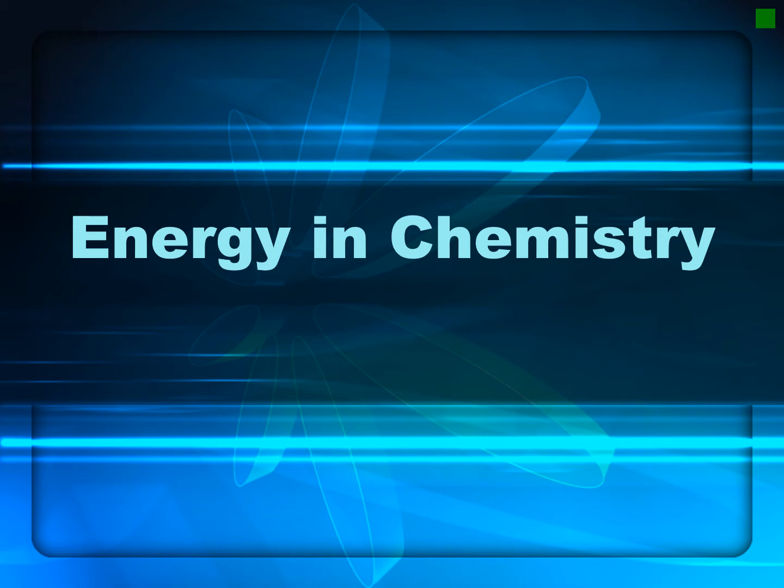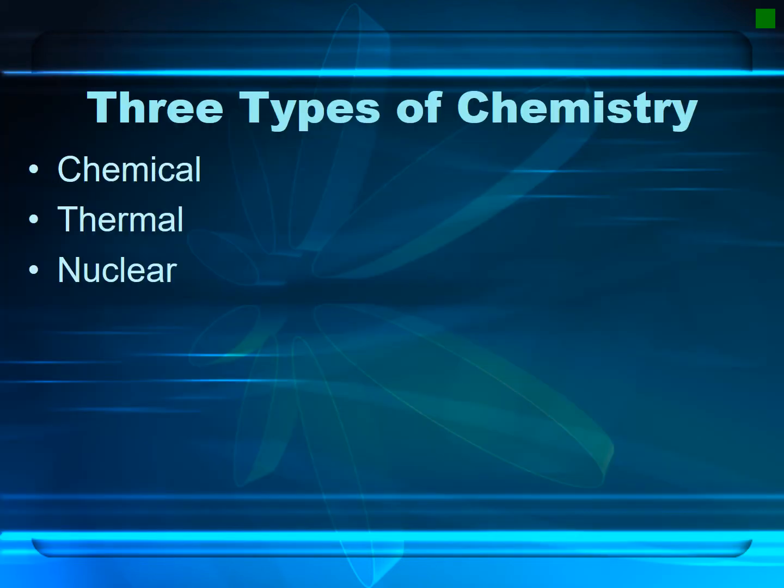Today's focus will be the different types of energy that are found in chemistry. Way back in the beginning of the school year, we talked about the different types of energy, and they fell into two main categories: potential energy and kinetic energy. Within potential and kinetic, there were other subcategories, such as electrical energy or chemical energy, and things like that.